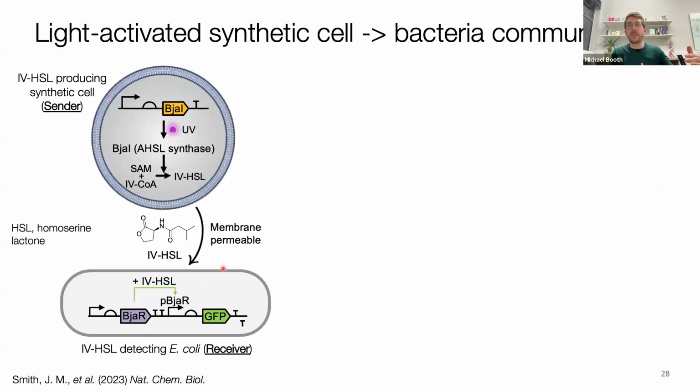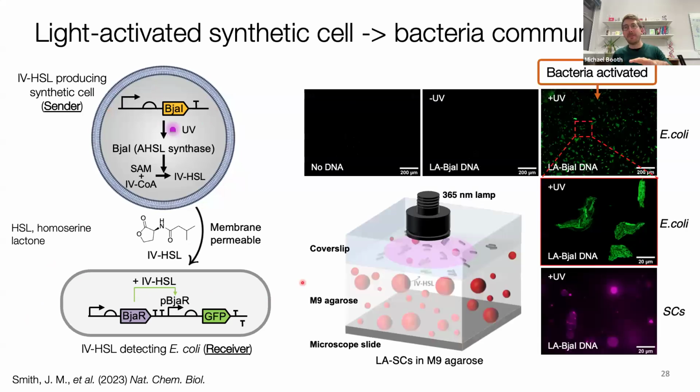So then obviously we wanted to put these two things together. So we've got the sender cells, but now with light activated DNA, and the receiver cells that we'd made previously. So we can encapsulate those into one system together, where we've got the SNANEC cells and agarose just like before, and we're growing the bacteria on the top.